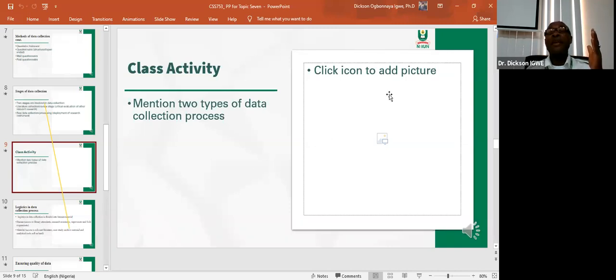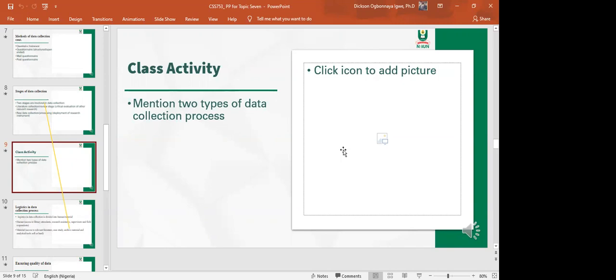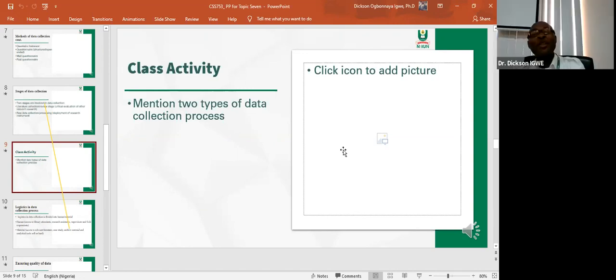Daniel Busari, want to make an attempt? Yes, Daniel, unmute yourself, talk to me. All right, sir. The 2 types of data collection process. We have the primary data collection, which is the data that you get first-hand. While yes, we also have the secondary data collection, which is the one you get from literatures. Well, let me just say second-hand.